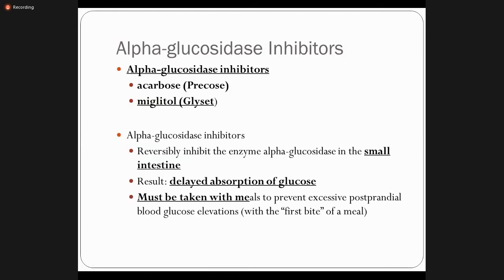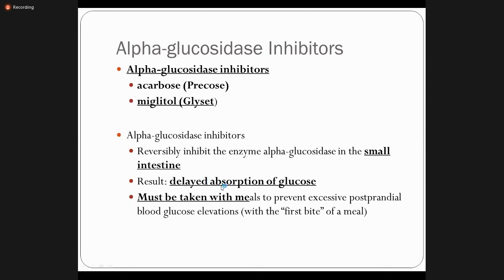Now, the next group, alpha glucosidase inhibitors. This point also we have discussed. This is the enzyme which is present in the brush border of the intestine, right? And this is the enzyme responsible to convert carbohydrate molecules into the smallest molecule, which is glucose. So the key example is acarbose, right? Another example is miglitol. Alpha glucosidase inhibitors reversibly inhibit the enzyme alpha glucosidase in the small intestine.